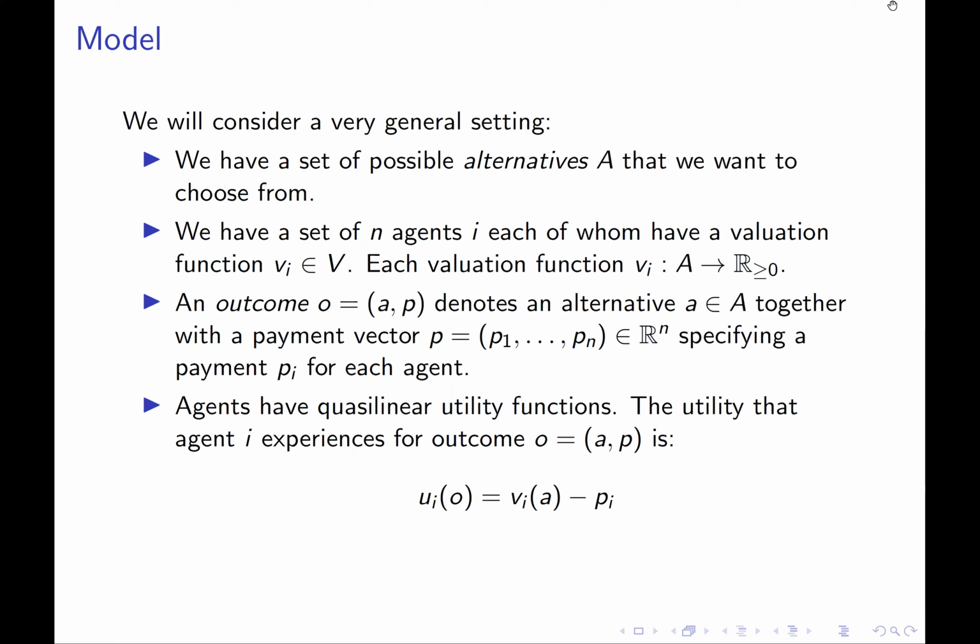A question: can I repeat the first of the two implications of agents having a quasi-linear utility function? Yeah, so these are basically assumptions we're making to justify why the utility function can be written just as the difference between the value of an agent for the alternative and the price the agent is asked to pay. The first is maybe a smaller assumption. It's that the valuation function can be denominated in dollars.